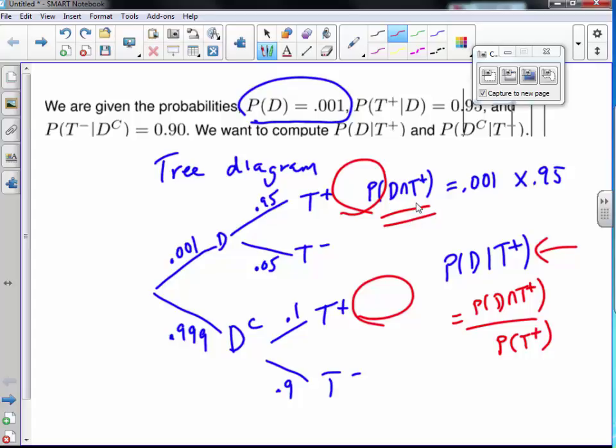So it could be that instead of just disease and disease complement, we have maybe a mild case of the disease as well.